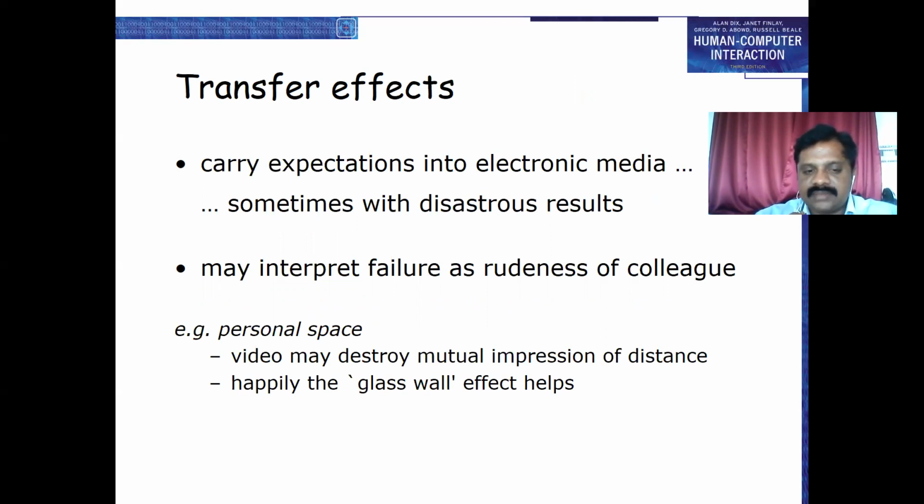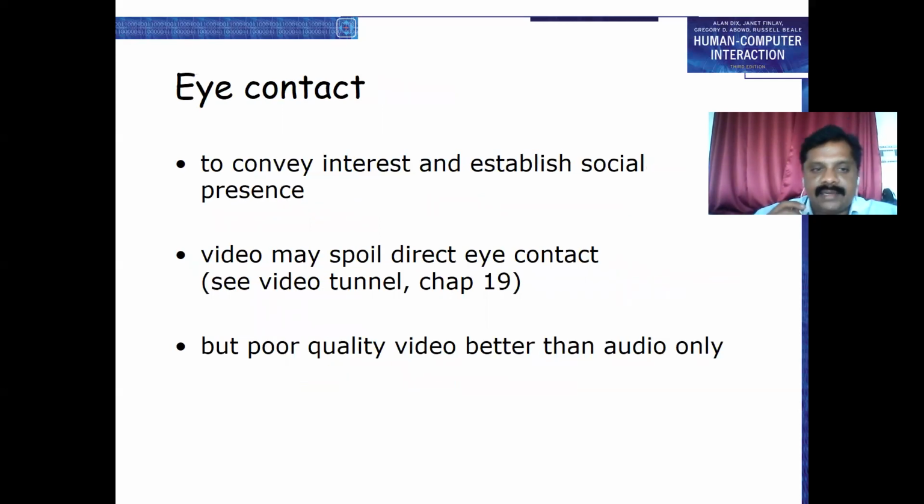For example, personal space. Video may destroy the mutual impression of distance. Happily, the glass wall effect helps eye contact, to convey interest and establish social presence. Video may spoil direct eye contact, but poor quality video is better than audio only.